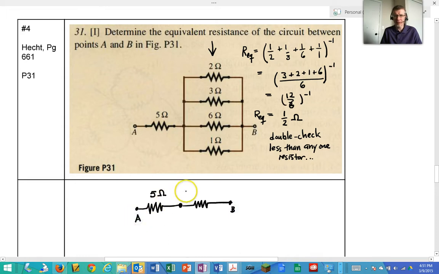You have a 5 ohm resistor, and then you have a 1/2 ohm resistor. Since these are series resistors, the equivalent resistance is 5 plus 1/2, which equals 5.5 ohms. Remember that the battery or whatever circuit this is in doesn't know any different. It put a current in here and it sees 5.5 ohms. It doesn't matter how the current's going. It all looks like a 5.5 ohm circuit.